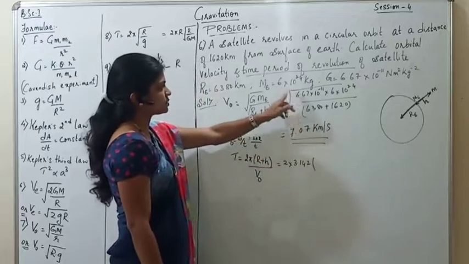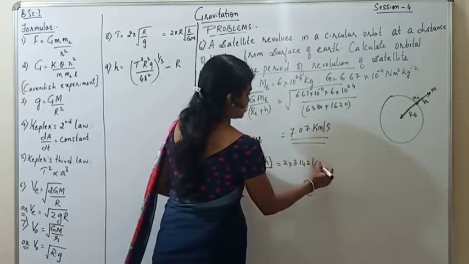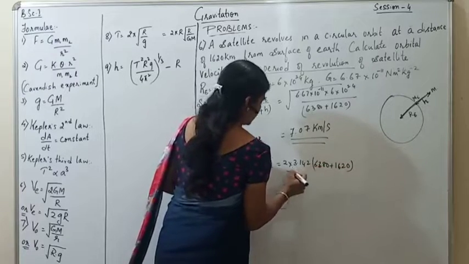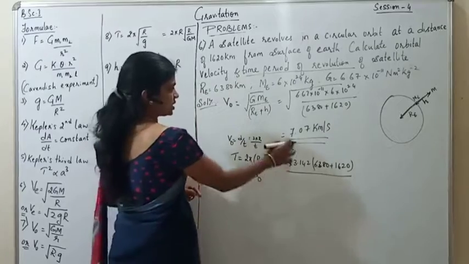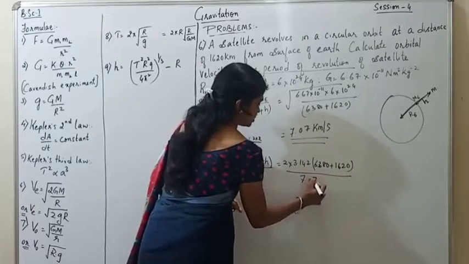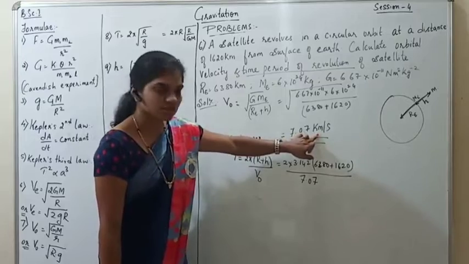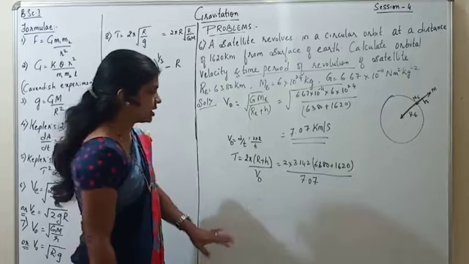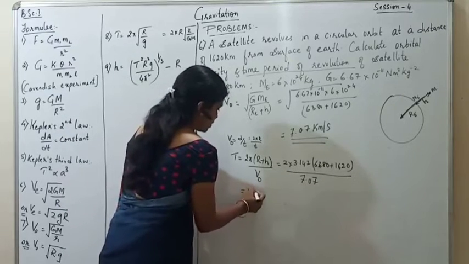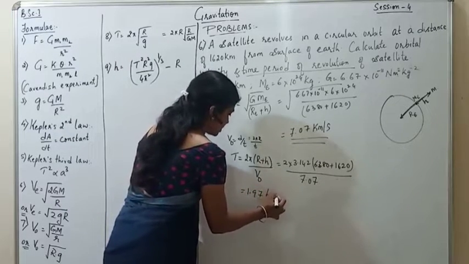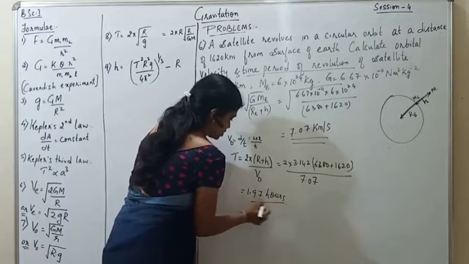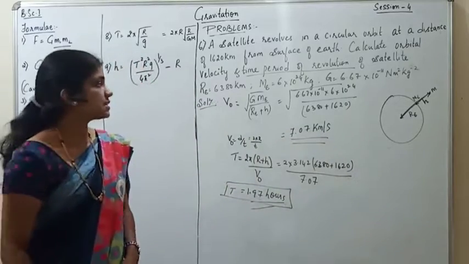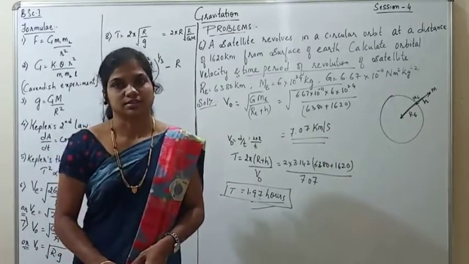Again, we'll substitute 6380 plus 1620, divided by the orbital velocity, which is 7.07. This is also in kilometer, this is also in kilometer. If I calculate this, I will get 1.97 hours. So this is the time period of revolution of the satellite around the Earth.